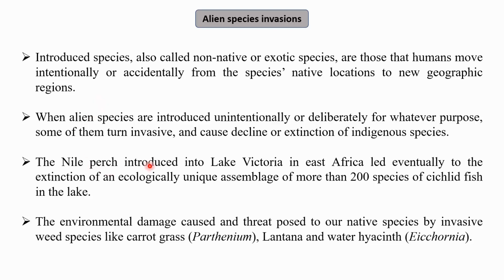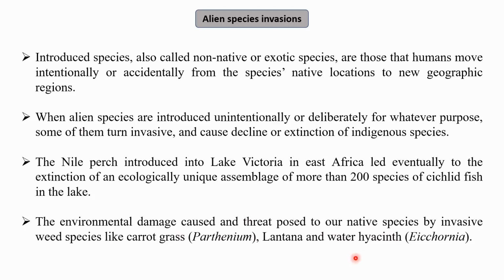So the Nile perch introduced into Lake Victoria in East Africa led eventually to the extinction of an ecologically unique assemblage of more than 200 species of cichlid fish in the lake. So there is the environmental damage caused and threat posed to our native species by invasive weed species like carrot grass, we all know, Parthenium, lantana, and water hyacinth.